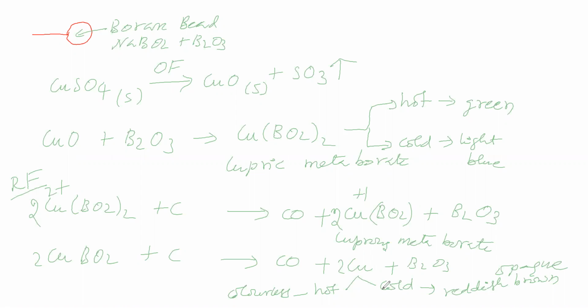In this loop, what is present now? Copper is present in this platinum wire loop. This copper is giving a reddish brown color and is opaque. This copper gives colorless in a hot condition.